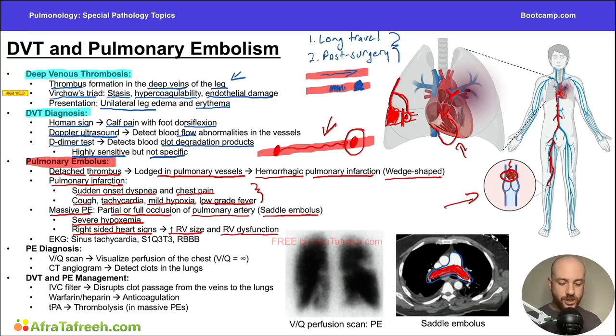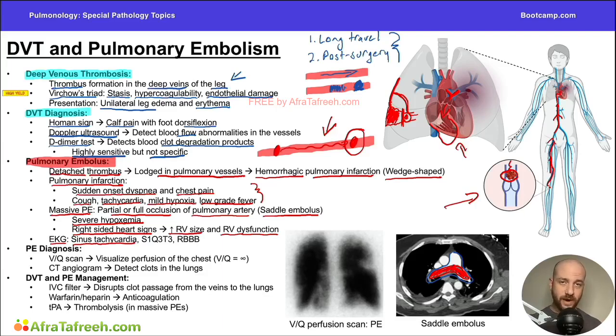So some EKG findings that we can see: commonly, we can see sinus tachycardia, and this could be due to less blood flowing to the left side of the heart because of that embolus blockade. And so as a result, we're going to have less stroke volume in the left side of the heart, and so the heart is going to compensate for its cardiac output by increasing the heart rate. And secondly, because the patient may be anxious or in pain or hypoxic, we can get sympathetic stimulation, which will also increase the heart rate.